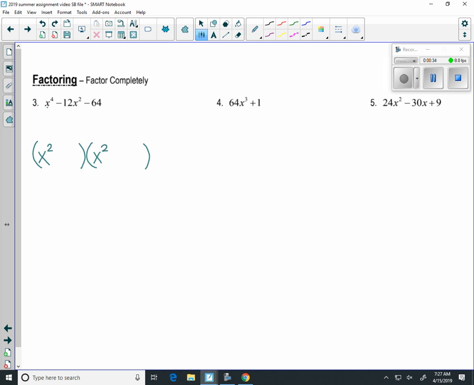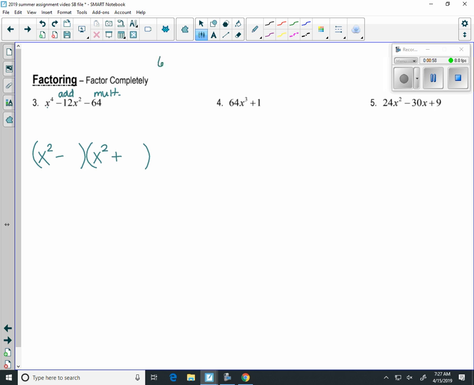If you have x to the sixth, it would be the same. We would break it into x cubed. Any even number is going to work like that. All right, so now we just need two numbers that multiply to negative 64 and add to negative 12. So I know I need one negative and one positive to multiply to a negative number.